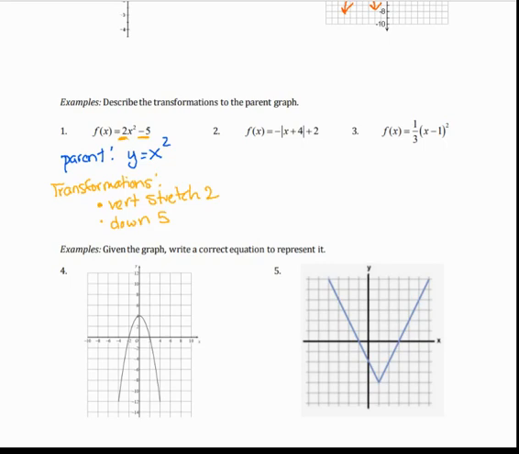Let's do number 2. What is the parent function of number 2? The parent is y equals the absolute value of x. And what are my transformations? Let's look at all the changes. We have a negative, we have a +4, and a +2. So that's what's different compared to the parent graph. So we have 3 transformations. The negative out front creates a reflection over the x-axis.